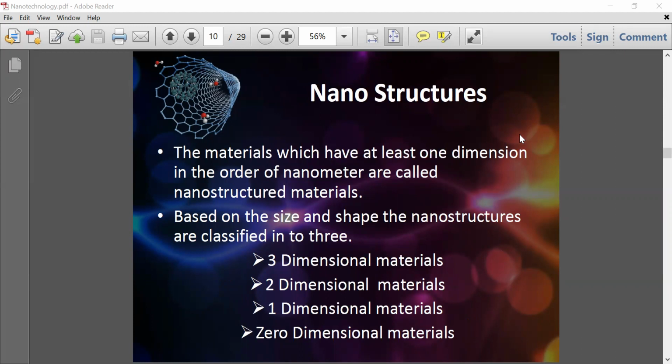And nanostructures. The materials which have at least one dimension in the order of nanometer are called nanostructured materials. Based on the size and shape, the nanostructures are classified into three-dimensional materials, two-dimensional materials, one-dimensional materials, and zero-dimensional materials.